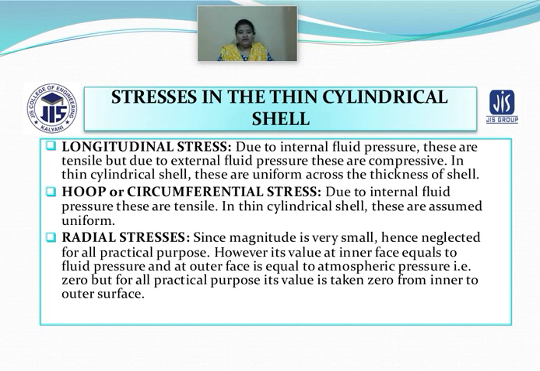So the stresses that are generated in the thin cylindrical shell are of 3 types. One is longitudinal stress, second is hoop stress, which is very commonly known as the circumferential stress, and third is the radial stress. Now we are going to talk about the longitudinal stress.